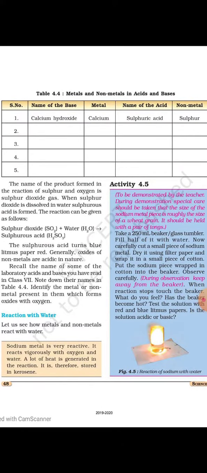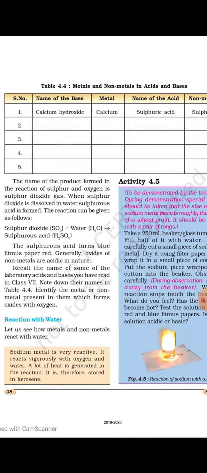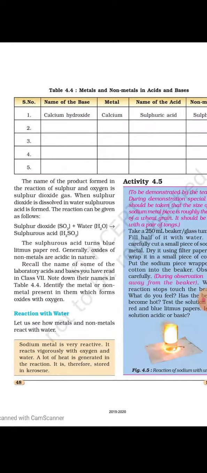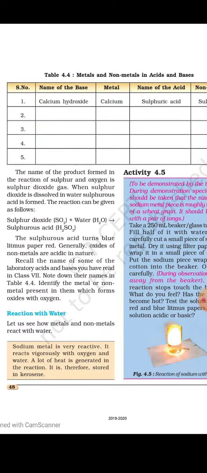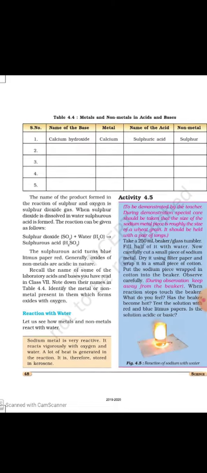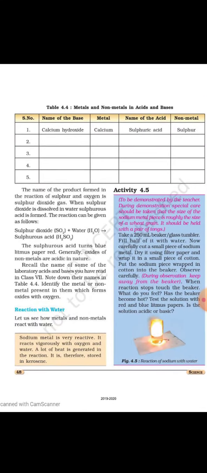The non-metal is sulfur. We saw in that experiment that sulfur dioxide, when treated with water, gives sulfurous acid. Sulfurous acid turns blue litmus paper into red. Generally, oxides of non-metals are acidic in nature. Okay, next, another one: reaction with water is given.